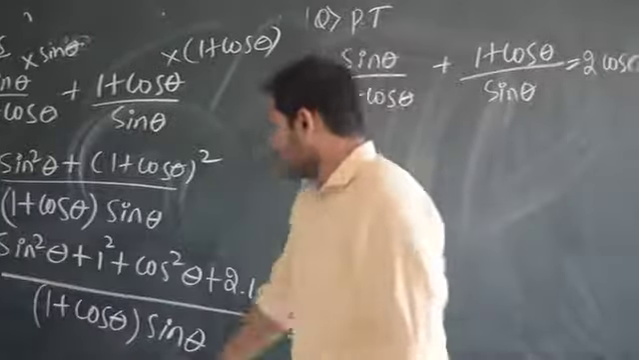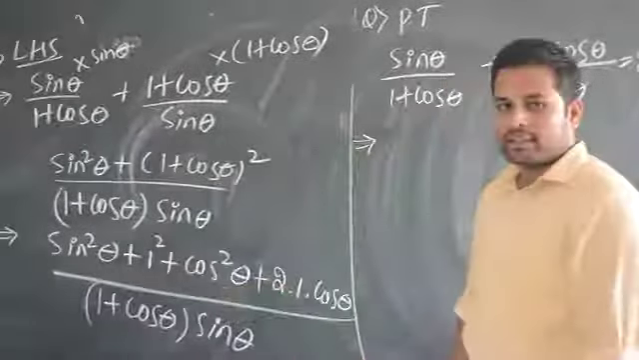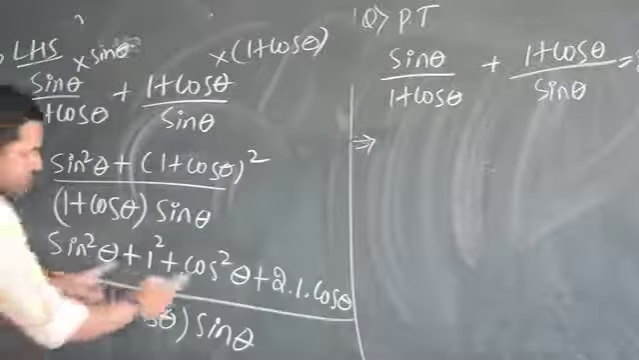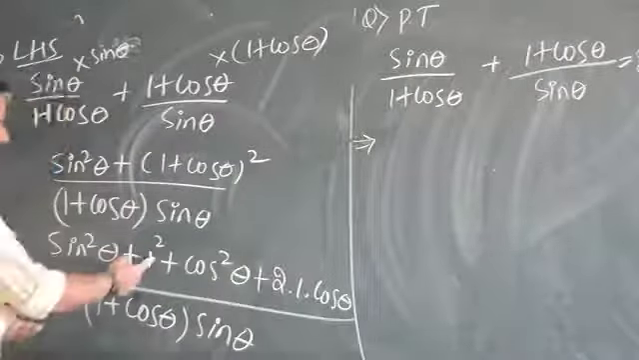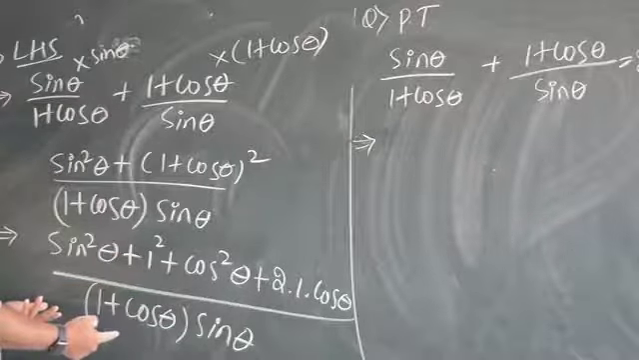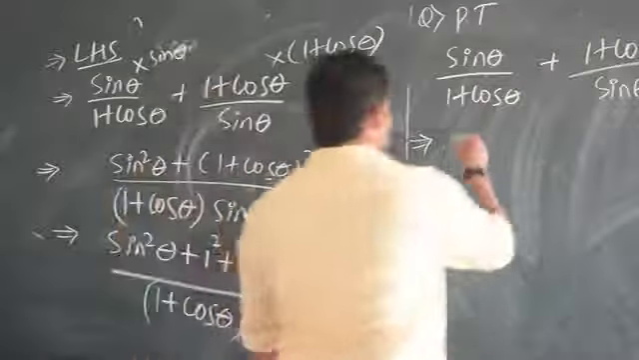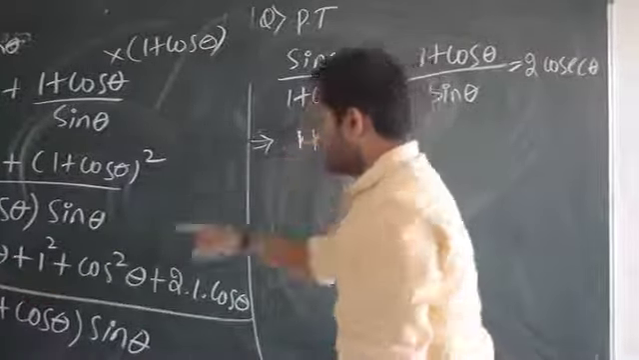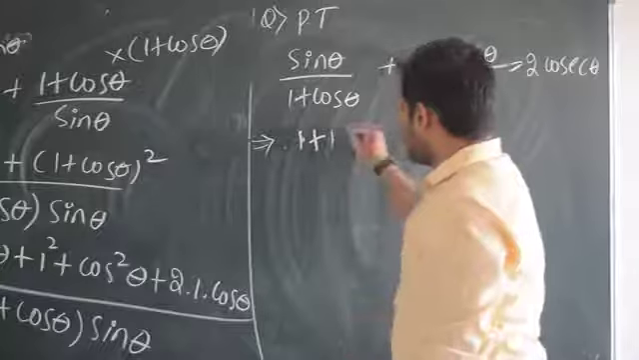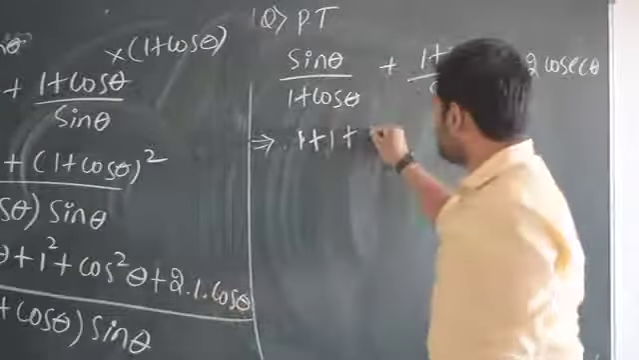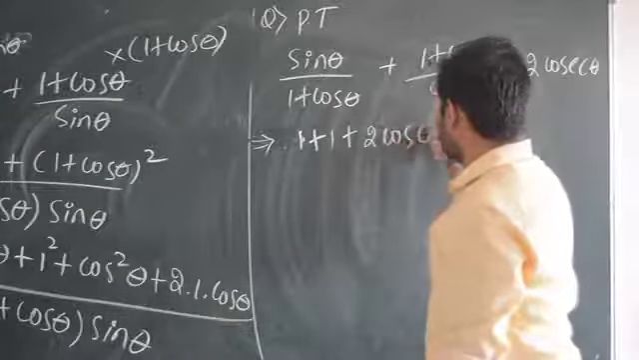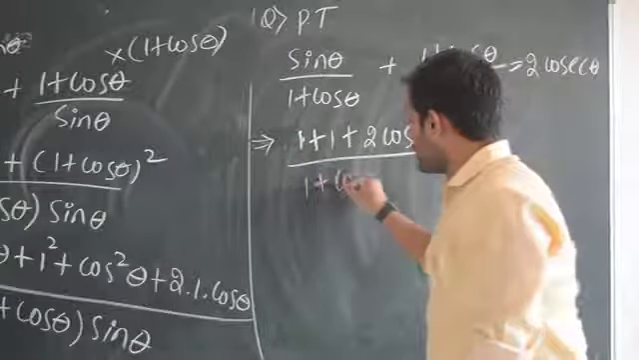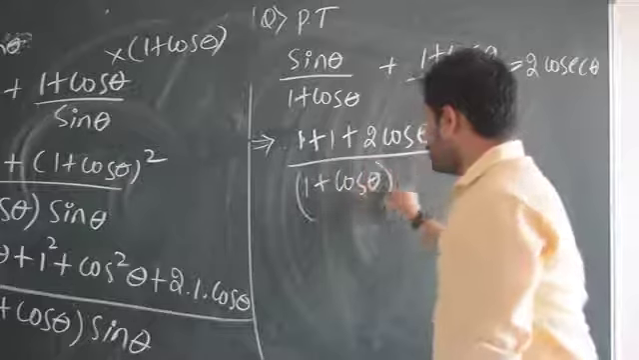It becomes, see here, sin square theta plus cos square theta, it becomes 1, right? Can you observe? Sin square theta plus cos square theta is going to be 1. Again, 1 square remains as 1 only. Okay, let me write it. Sin square theta plus cos square theta is 1, plus 1 square is going to be 1, plus again 2 into 1 into cos theta, it becomes 2 cos theta. That is fine. Divided by 1 plus cos theta into sin theta.